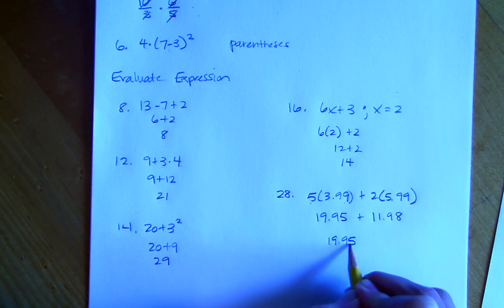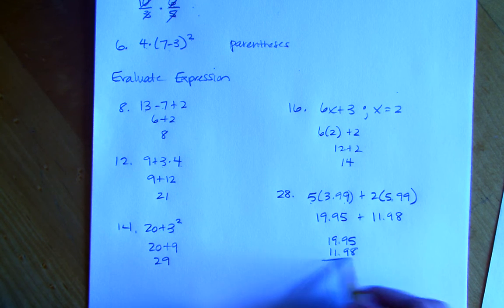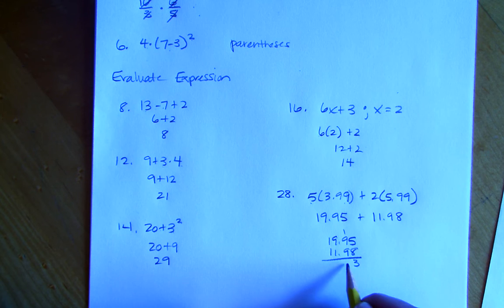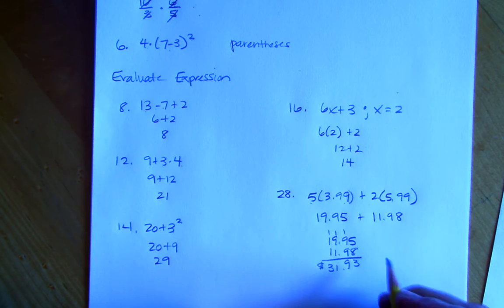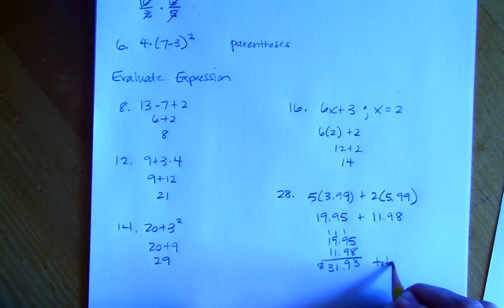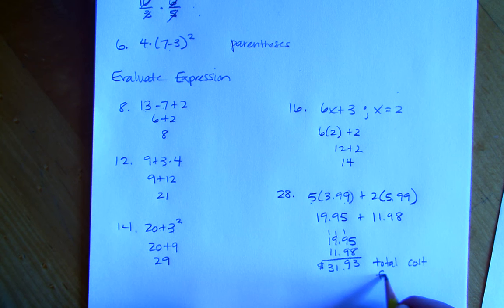And I have to do that by hand, vertically. 13, carry the 1. 19, carry the 1. 31.93. Total cost for yarn. Order of operations. Word problem. So you should have the answer in context.